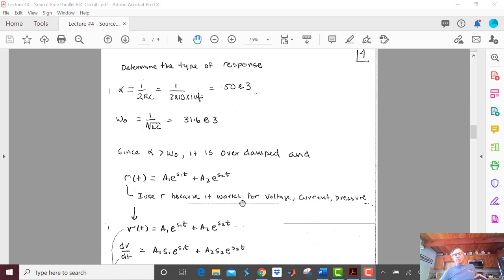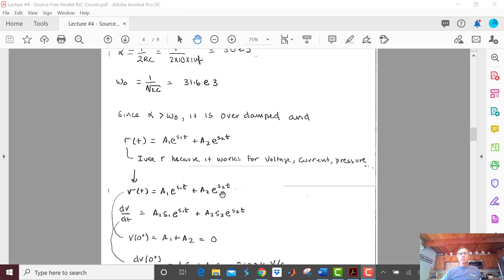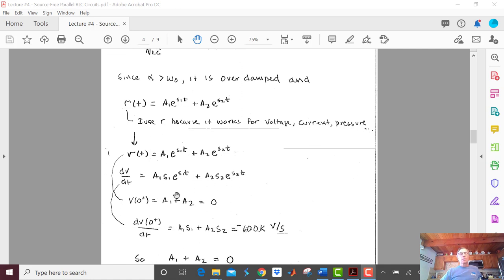So I used R, but then I quickly said, okay, what I really care about is the voltage. And I'm going to do this problem the long way. Here is my basic expression, and I know the voltage at time equals zero. So if I substitute time equals zero, my e's become ones. And I follow this little arrow down and I say V0 plus equals A1 plus A2.